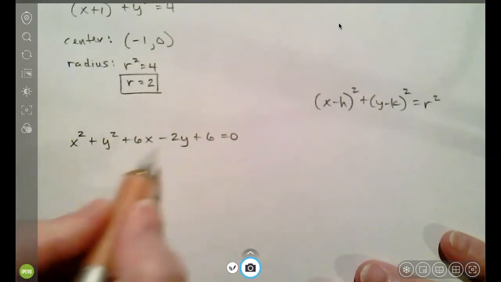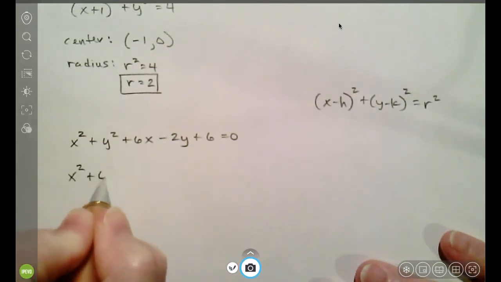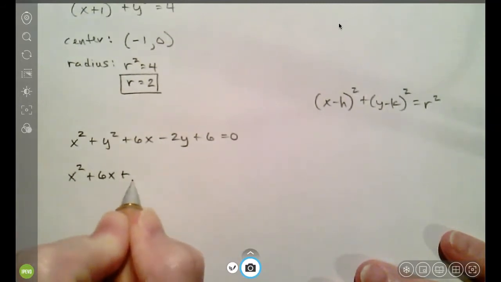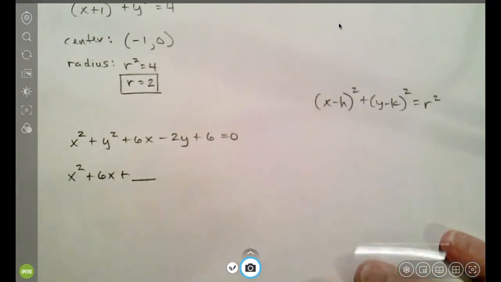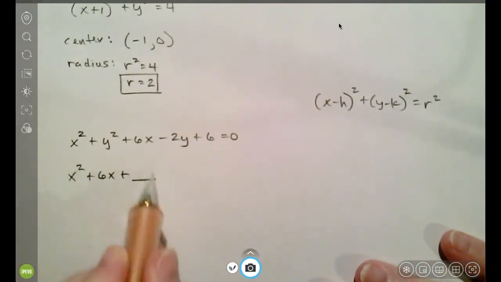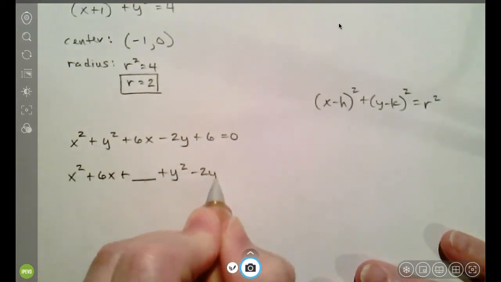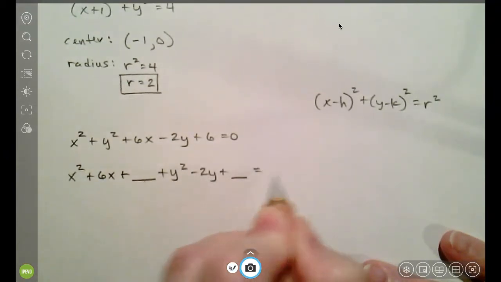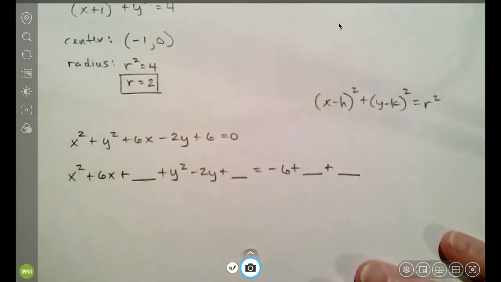So I'm going to do this by putting my x terms together, sort of, right? I'm going to put them next to each other. And then I'm going to leave a space here, because if I want this to look like this, I'm going to have to complete the square. So I'm going to leave a blank here to complete the square for my x's, and then I'm going to do the same thing for my y's. And then I'm going to get that 6 out of the way. So I'm going to put blanks on both sides.